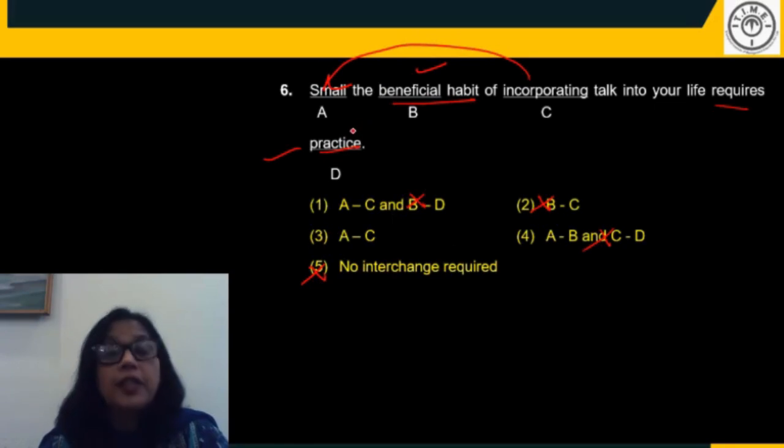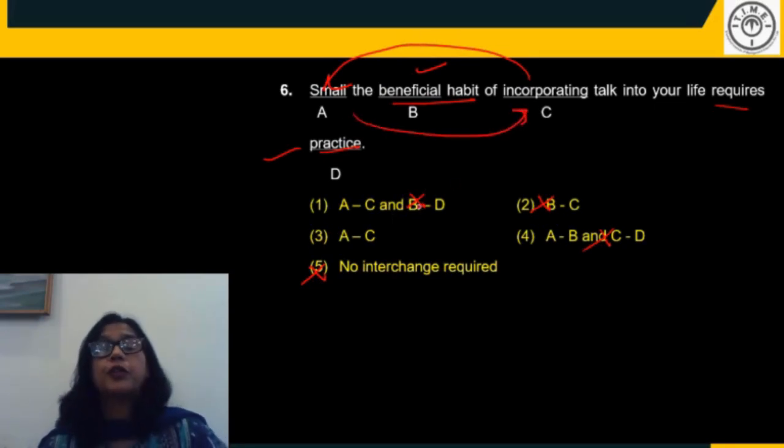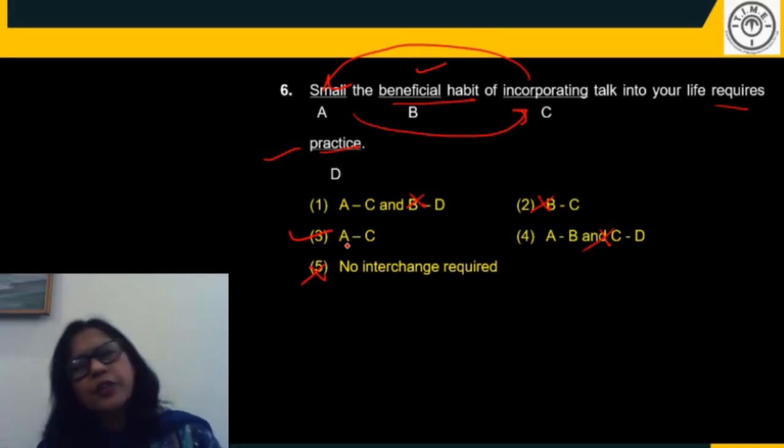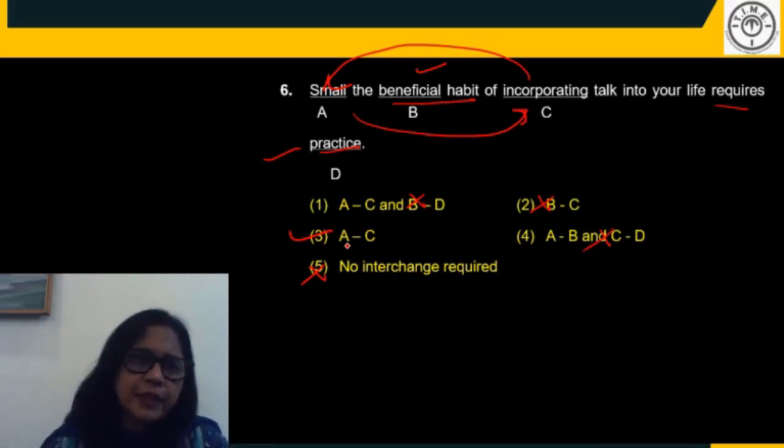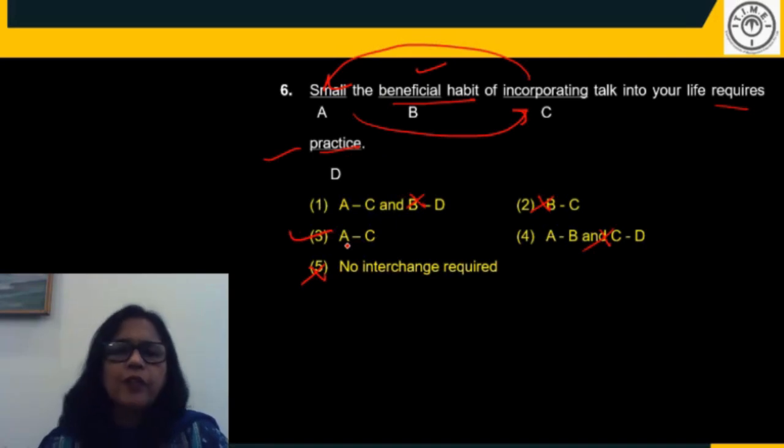Incorporating the beneficial habit of small talk into your life requires practice. What is small talk? Small talk is when you meet someone, you greet the person and say, hello, how are you? How have you been? That kind of chit chat is known as small talk. So the correct answer over here is A interchanged with C.